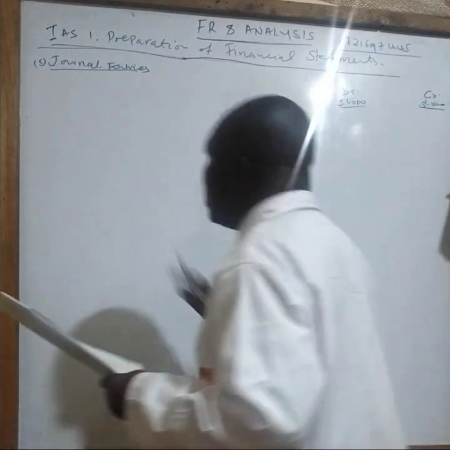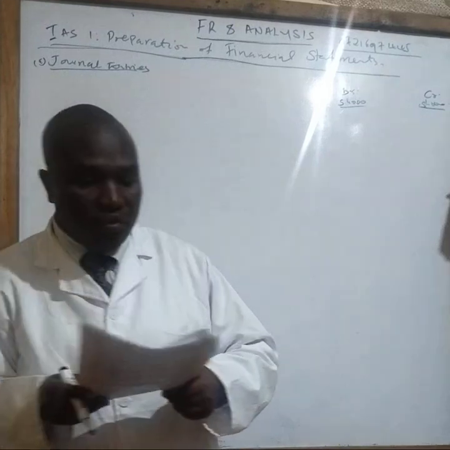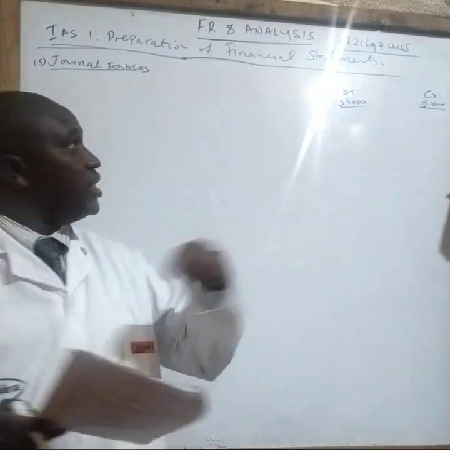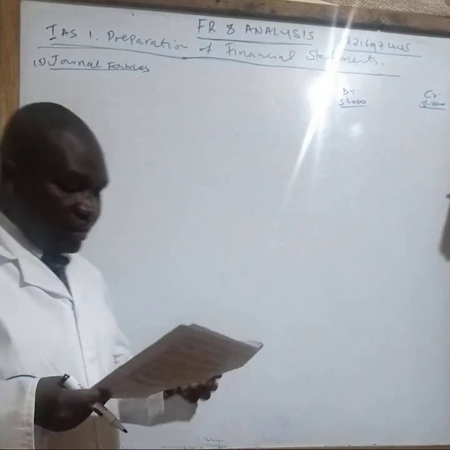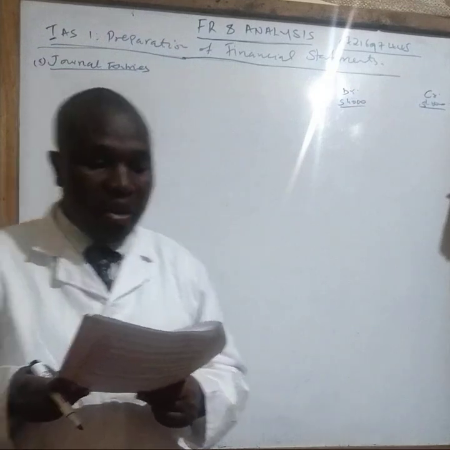They are in thousands. So, journal entries. From additional information 1 to 5, we want to factor them here. Now let's see additional information number 1.